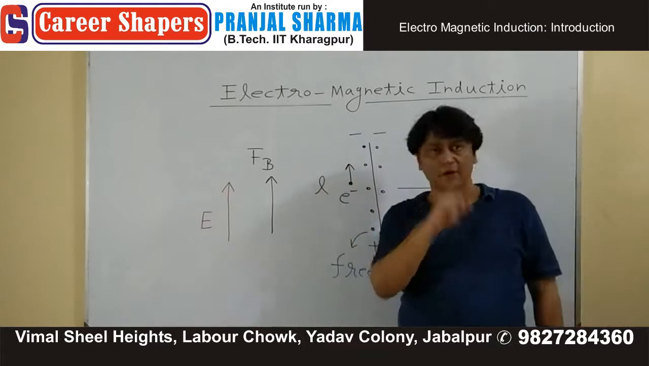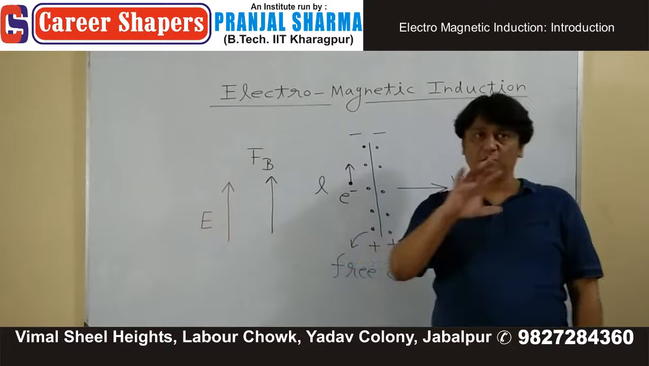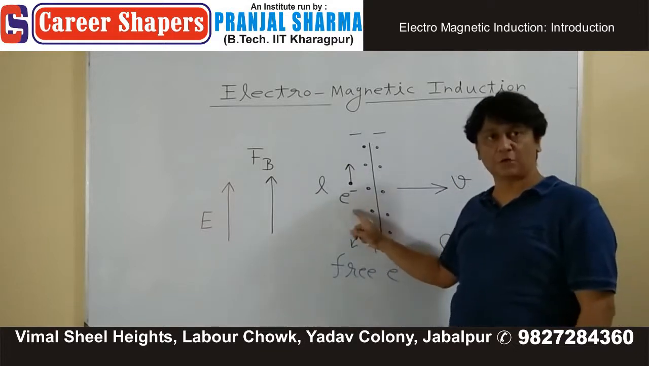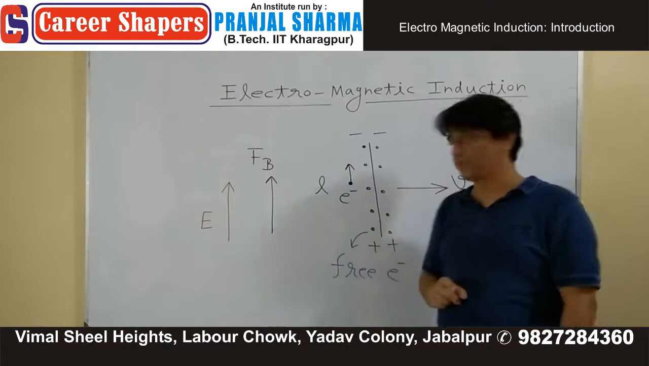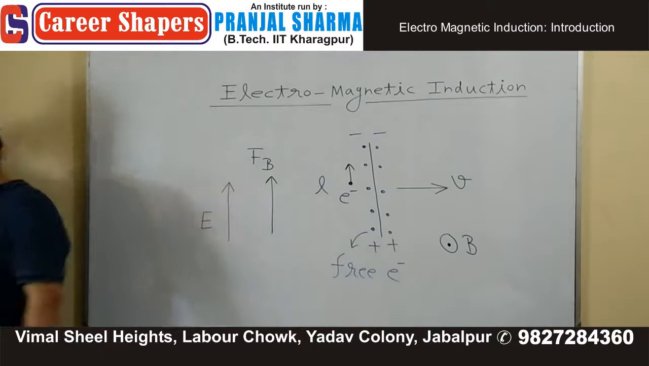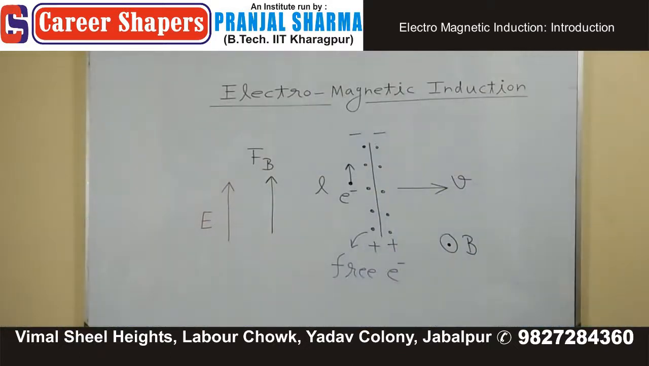Now the third part. Because of this electric field, there is a force on the free electrons. What is the direction of that force? Write down your answer in the comment box. What is the direction of electric force on these electrons coming from this electric field?